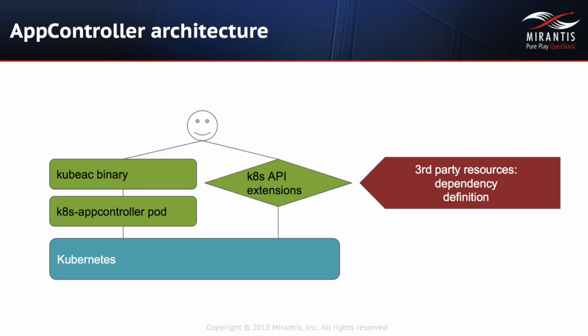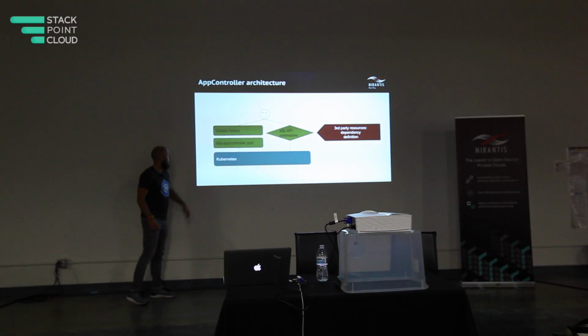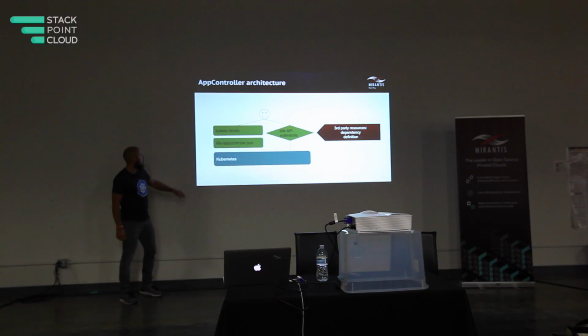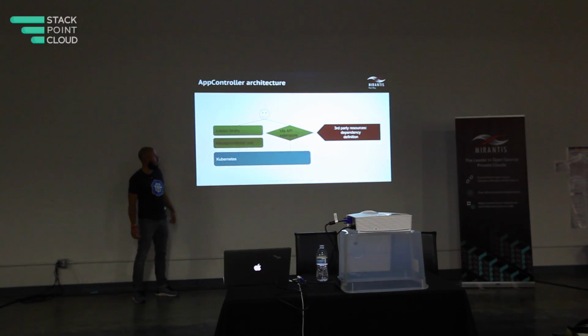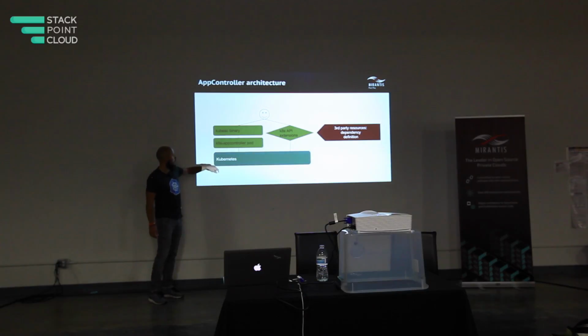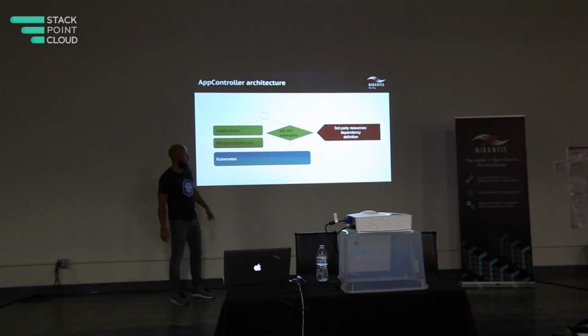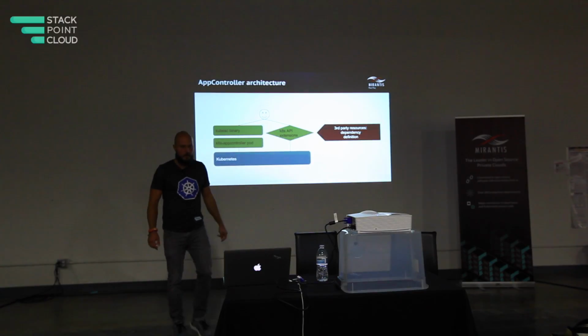How is AppController built technically? Here is your Kubernetes installation, and AppController consists of two things: the AppController application, which is a Go binary, and Kubernetes API third-party extensions. We deploy the binary inside a pod that runs on the Kubernetes installation, and we register two types of third-party resources, which allow you to build the graph: dependency and definition.